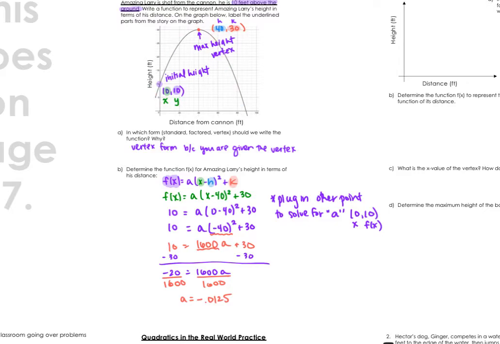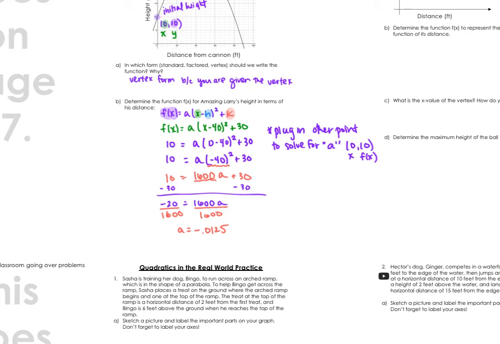So once we have a, what we're going to do is we're going to plug that back in for a in this equation. So we're going to take this and we're going to plug it back in to write the equation. So it's going to be f of x equals negative 0.0125 times (x minus 40) squared plus 30. And there's the equation.